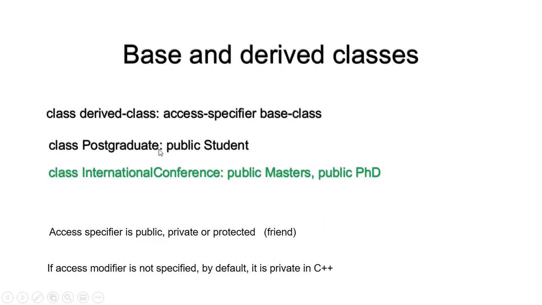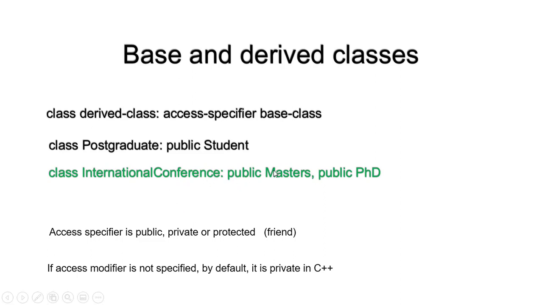This is just one class inheriting from another class, but it is more than that. A class can inherit from more than one class, and this line here in green color illustrates that. We specify here the name of the class, which is International Conference, and it is inheriting from the master's class, which is a public class, at the same time inheriting from the PhD class. So this is multiple inheritance, while this is single inheritance.